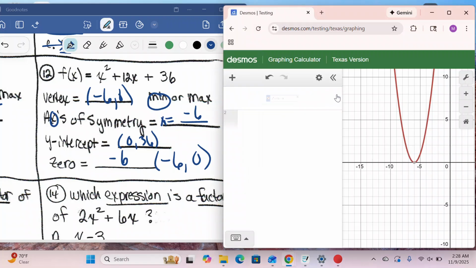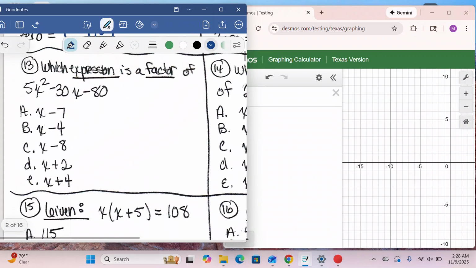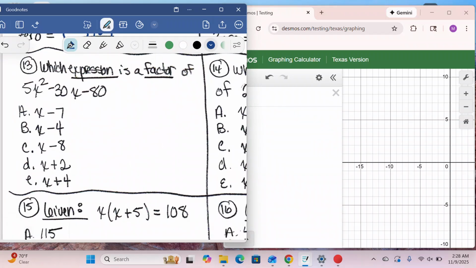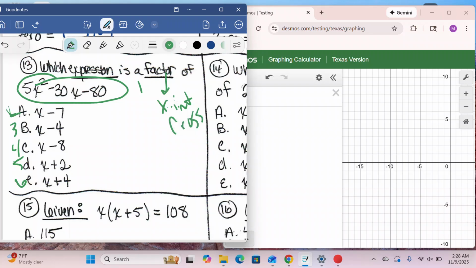So now we're moving on to number 13. Number 13 says, which expression is a factor of 5x squared minus 30x minus 80? So what you're going to do on this one is input this one into 1, and then input 2, 3, 4, 5, and 6. And then by looking at that, you're going to be able to see all of them. If it's a factor, we have to make sure that it crosses the x-intercept. It's got to cross. If it doesn't cross through the x-intercept, then it's not a factor.